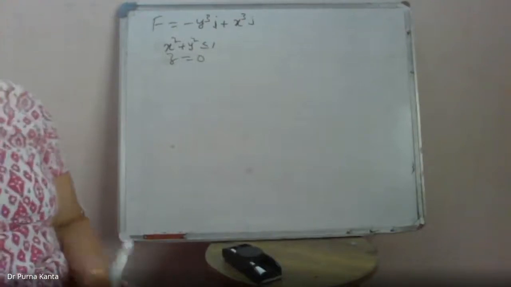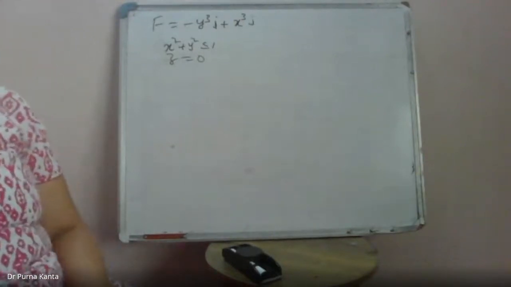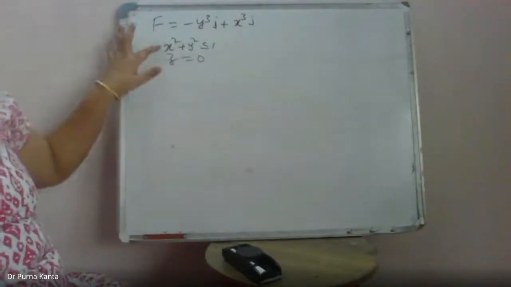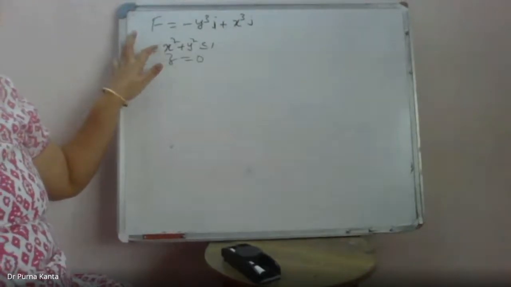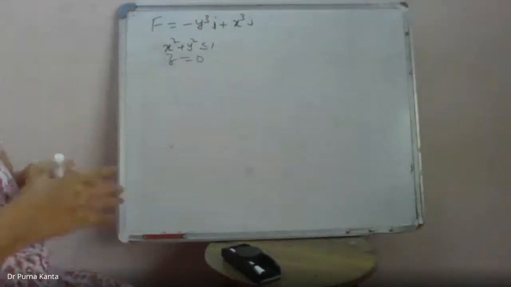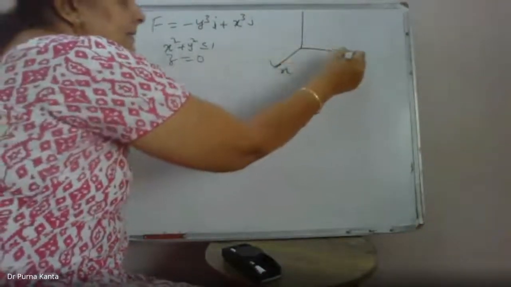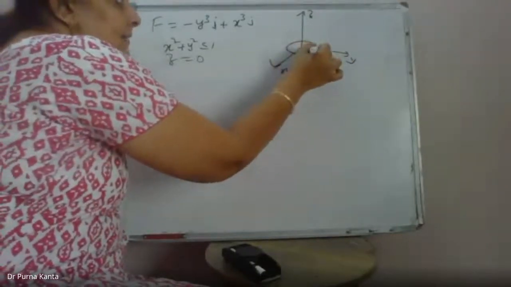So just like the last problem, where we took the square plate at a height of z equal to 1, similarly here we are given a circular plate. X square plus y square less than or equal to 1 represents a circular plate. And where is it located? It is located at z equal to 0. So how can you take this? This is x axis, this is y axis, this is z axis. At z equal to 0, the circular plate is like this.